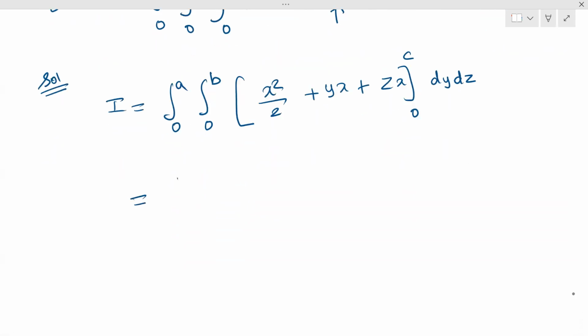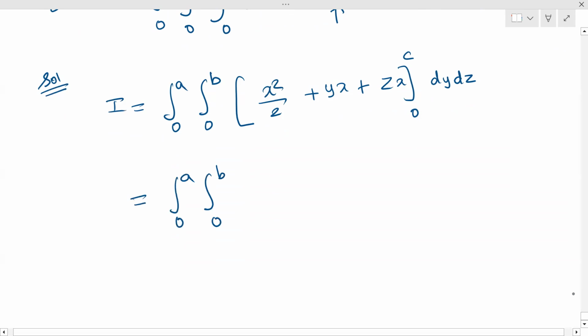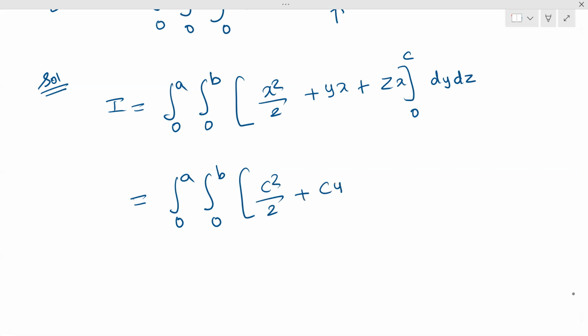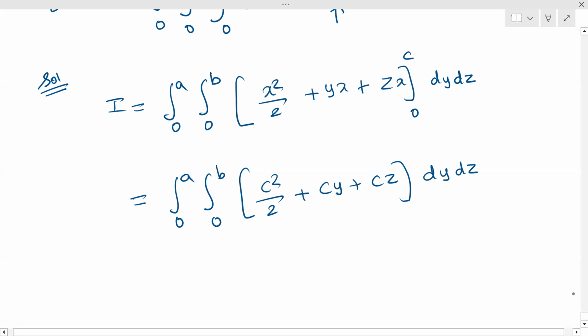Now write the integration as it is. Apply the limit for x. So apply the upper limit: c squared by 2 plus cy plus cz. When we apply the lower limit, all three terms are 0. So dy dz. Now we finish the inner integration.